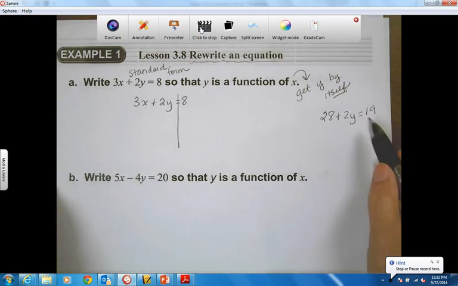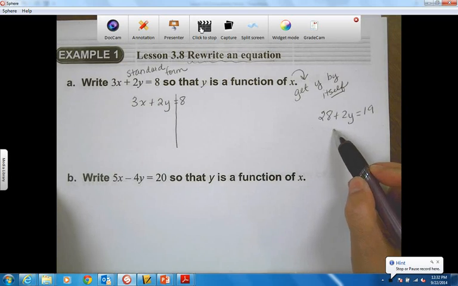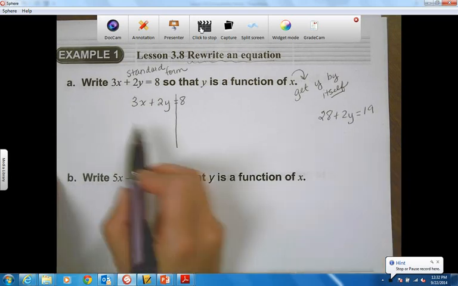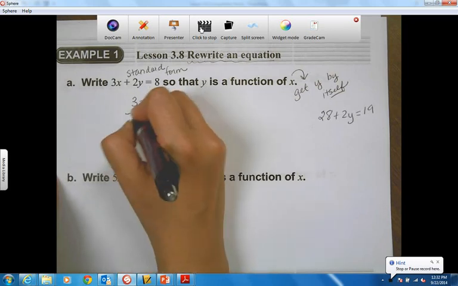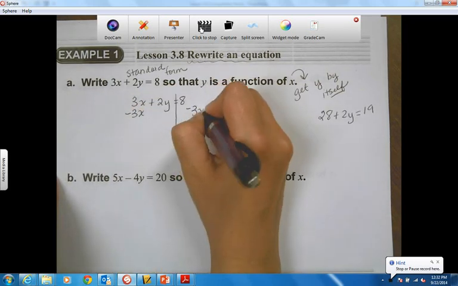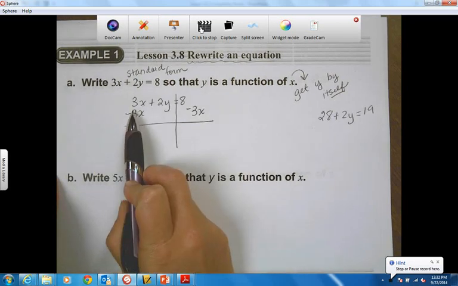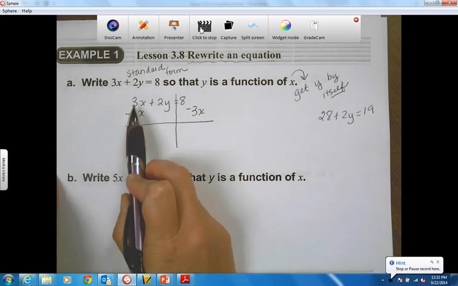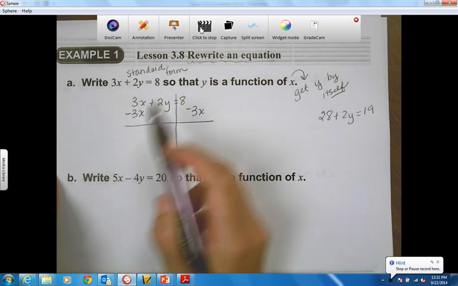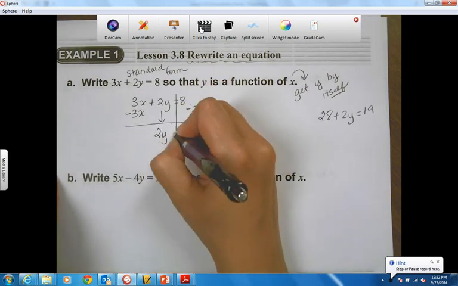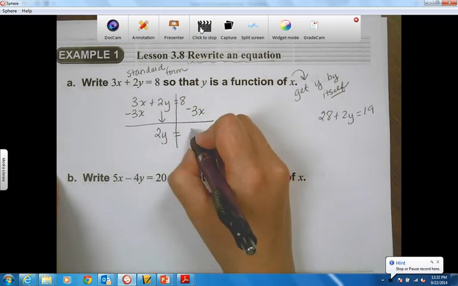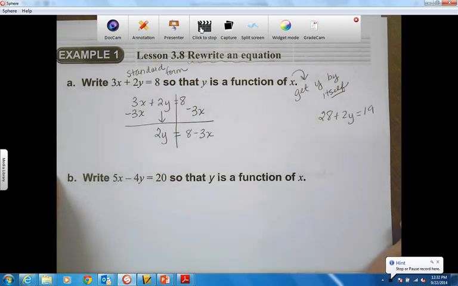Okay, and I'm doing that because 3x minus 3x is 0, so it takes it off of this side. All I have left here is a 2y. What I have over here is 8 minus 3x because I can't put those two together. Okay, so imagine that I just did that over here. I subtracted 28 from each side. What would be my next step then if I was working a regular equation? Divide by 2. So that's going to be the same thing I do over here. I'm going to divide this by 2, and I'm going to divide this by 2. So these two are going to cancel out.